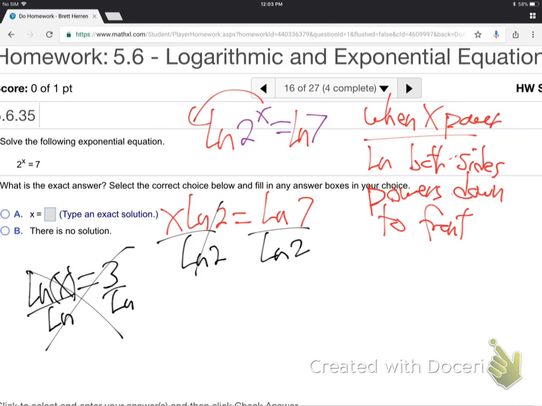But what I'm doing here is fine, because I'm not separating the 2 from the ln. That's still in it. I'm just dividing by ln2, the whole thing. That's totally fine to do. There's the answer. We're done. So x in power, ln both sides, bring the powers down. Yeah?